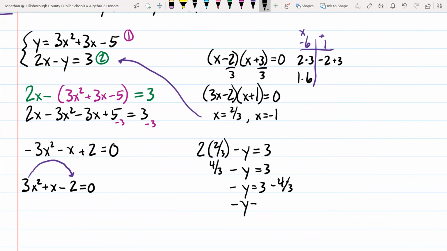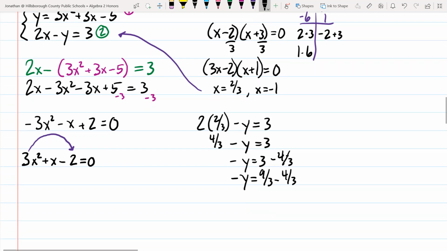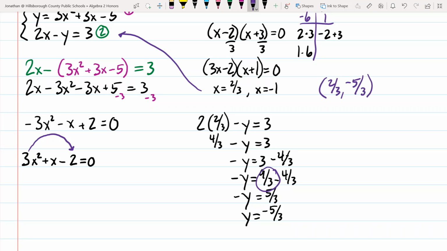Let me rewrite that slightly. 3 over 1 becomes 9 over 3. Negative y is equal to 5/3. Of course, we don't want negative y. We want regular y, excuse me, so that's negative 5/3. Our first answer is 2/3, negative 5/3. You most likely won't see fractions too often, but don't fret. Just convert whatever you're subtracting to the same base, and it will go smoothly.